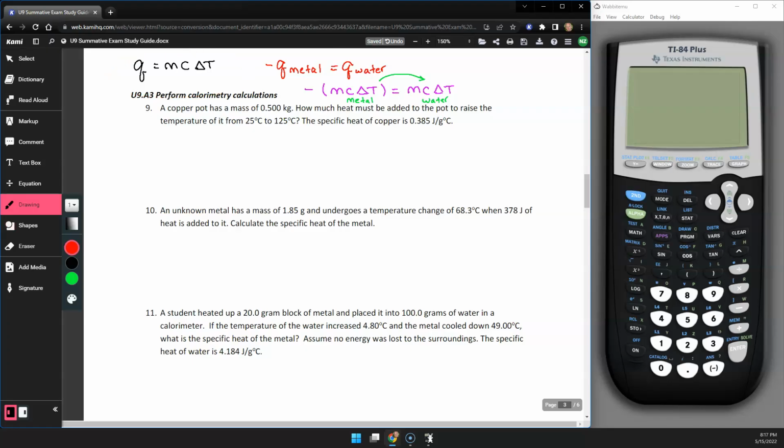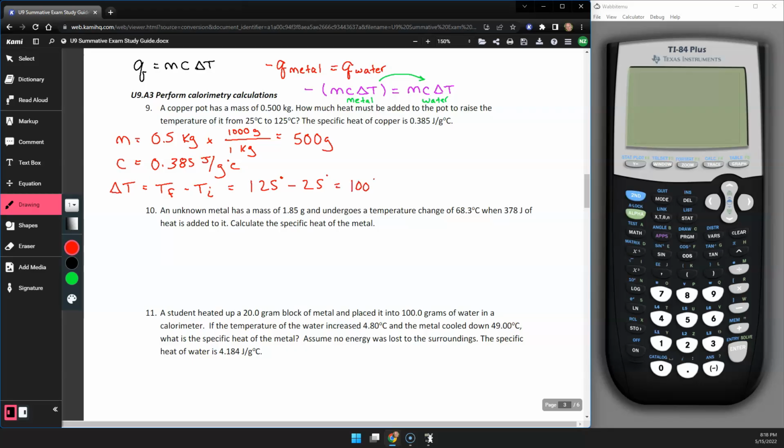Okay, so let's take a look at this first equation. A copper pot has a mass of 0.5 kilograms. And we know for every 1 kilogram, there's 1,000 grams. We want to make sure our mass is in grams, so that'll be 500 grams. Our specific heat of our copper is 0.385 joules over grams degrees Celsius. And our change in temperature, that's going to be the final temperature minus the initial temperature. We want to go to 125, and we're starting at 25. So that's a change in temperature of 100 degrees Celsius.